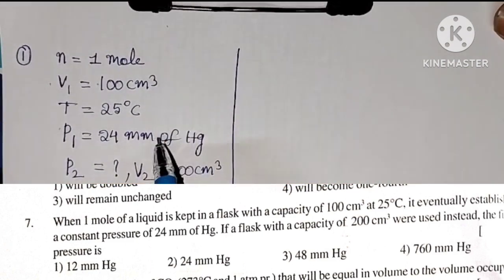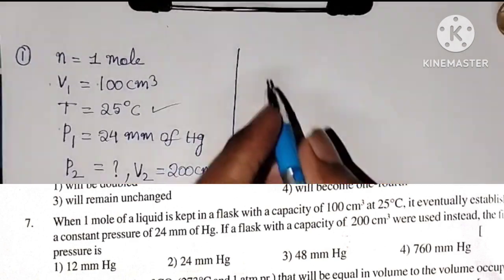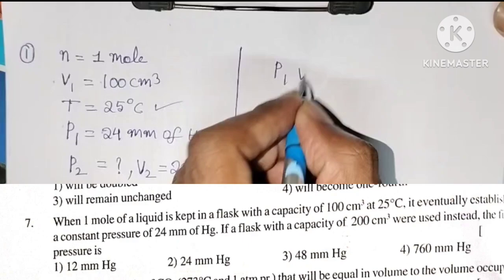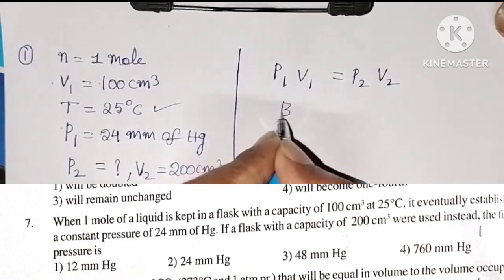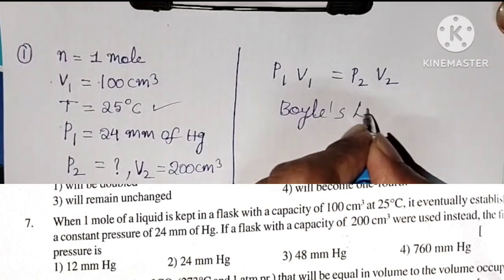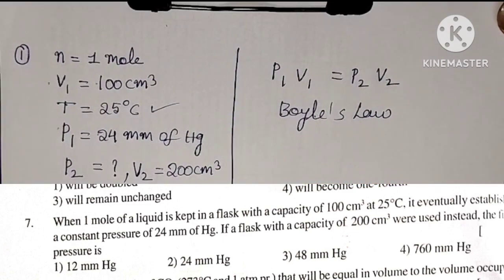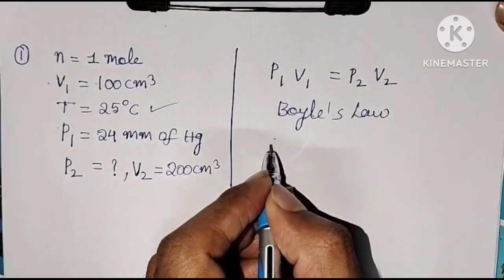So in this question, temperature is constant. We didn't mention anything about temperature, so temperature is constant. So the formula is P1 V1 is equal to P2 V2. So we have to apply Boyle's law. Okay.